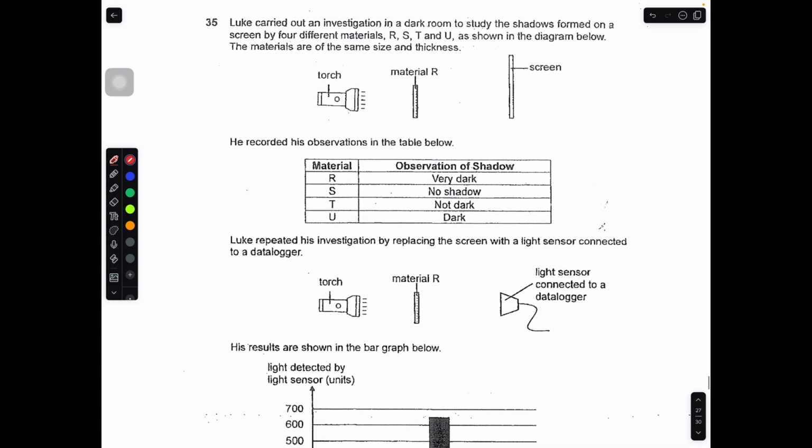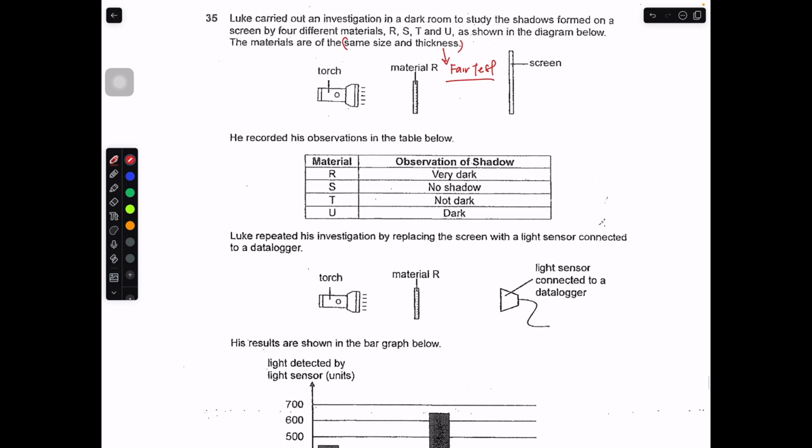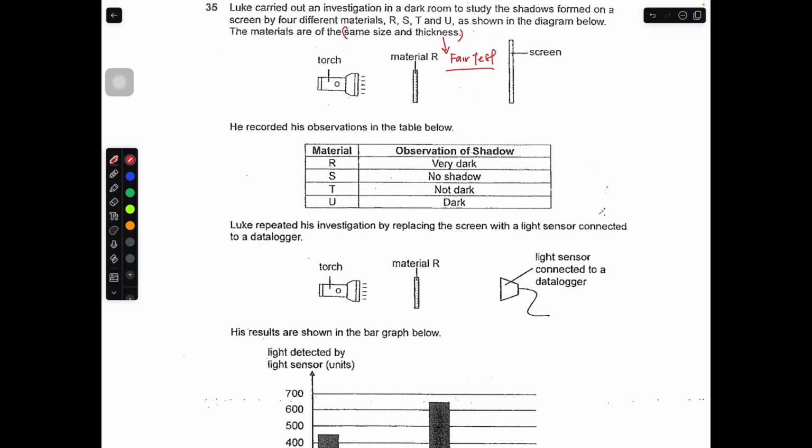So Luke carried out an investigation in a dark room to study the shadow formed on the screen based on 4 different materials, and the materials are of the same size and thickness. So it's trying to tell you that it's trying to ensure a fair test. That's why they say same size and thickness. They don't want the thickness or the size of the material to affect the darkness of the shadow. So he recorded his observation over here.